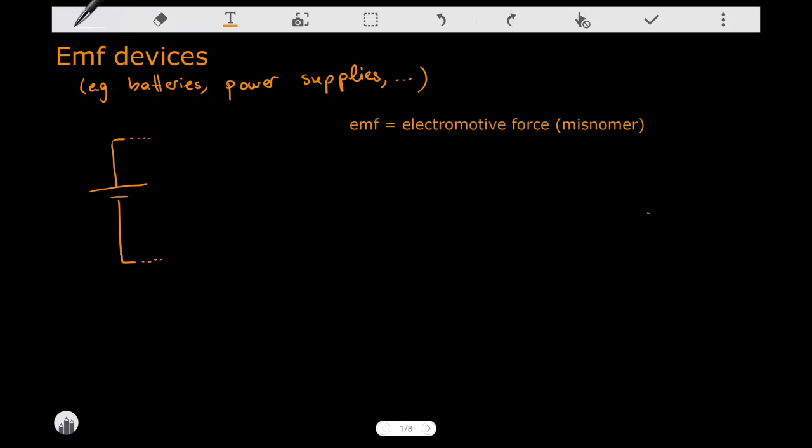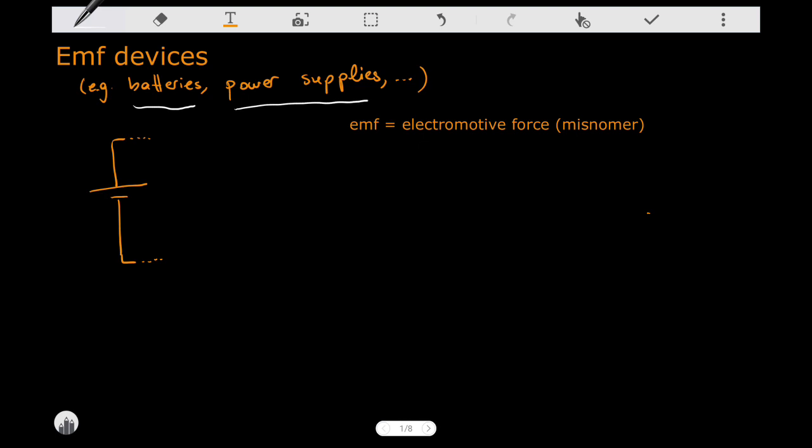Now we are going to talk about EMF devices. These are parts of electric circuits which supply energy to the other parts. There can be many different kinds. Batteries are the most well-known examples. They convert chemical energy into energy usable by the charge carriers.